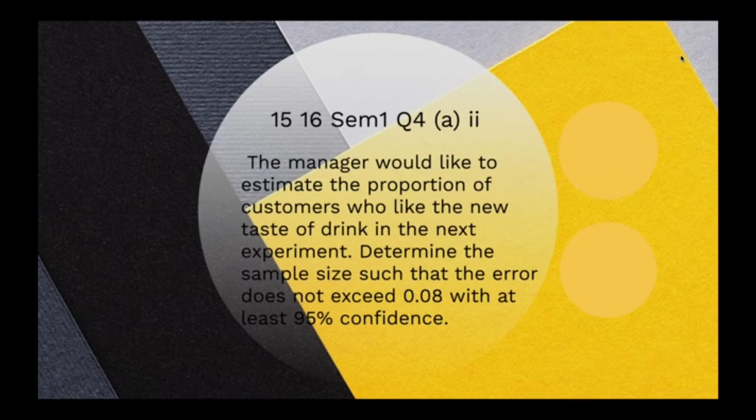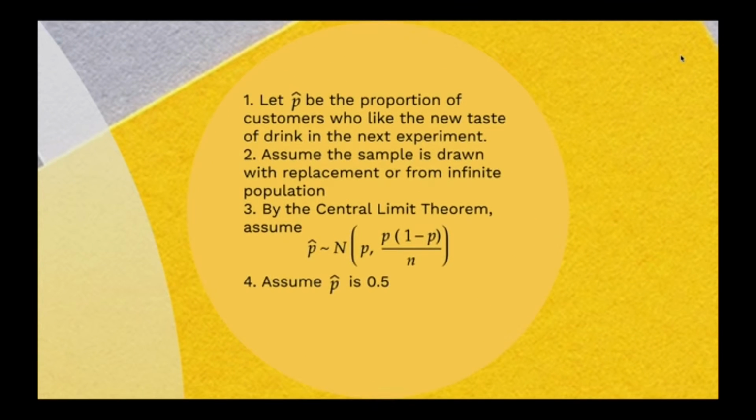Let's move on to the second question of Q4A. The manager would like to estimate the proportion of customers who like the new taste of drink in the next experiment. Determine the sample size such that the error does not exceed 0.08 with at least 95% confidence. The solution is as follows.